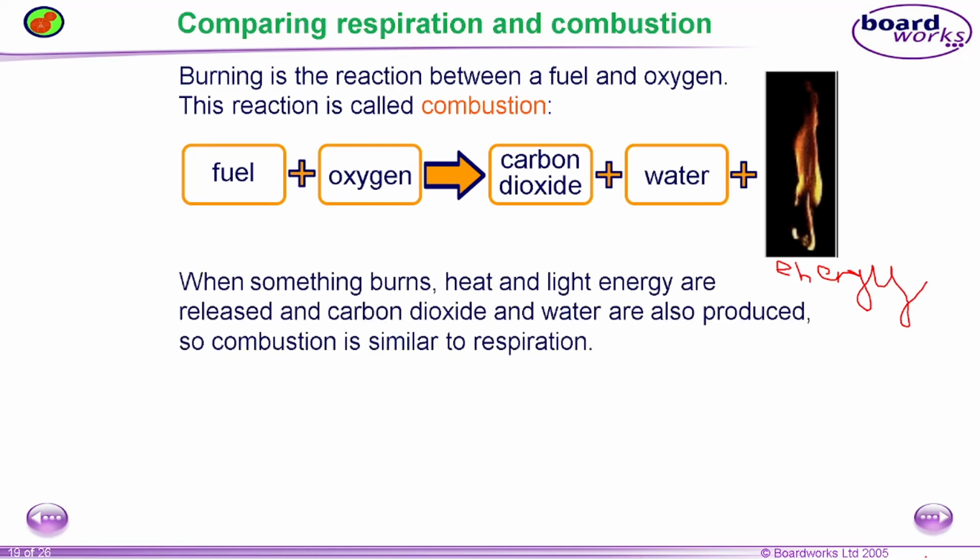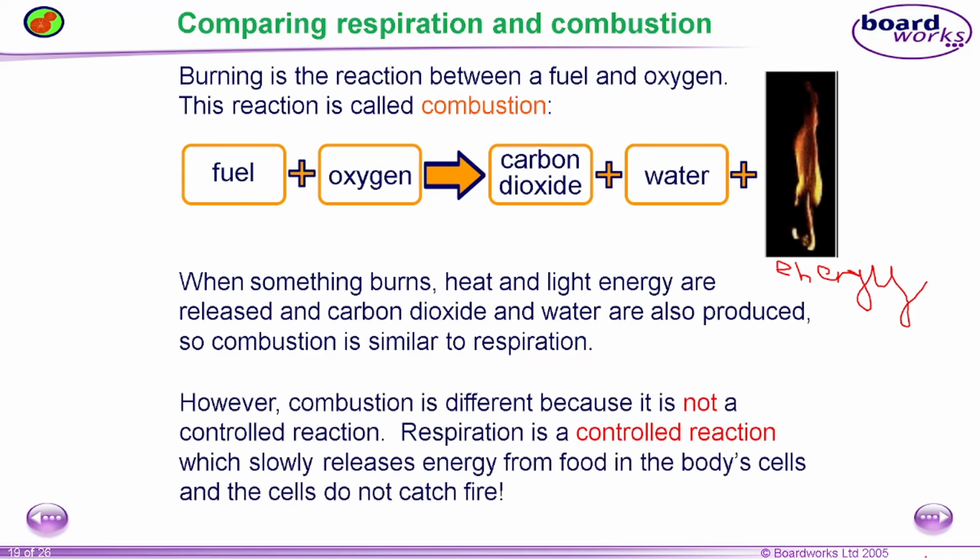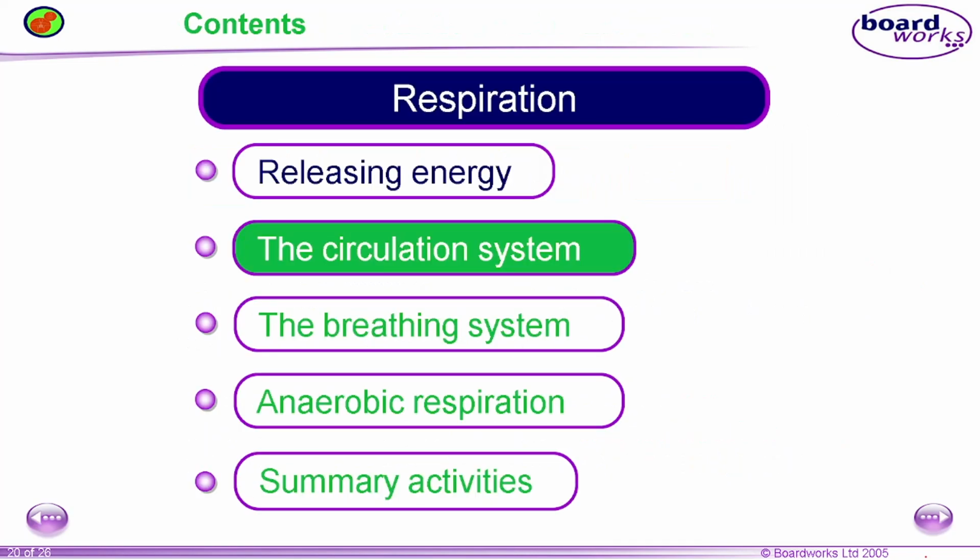So, when something burns, heat and light energy are released and carbon dioxide and water are also produced. So combustion is similar to respiration. However, combustion is different because it is not a controlled reaction. Respiration is a controlled reaction, which slowly releases energy from the food in the body's cells, and the cells do not catch fire. So we have officially covered the first part, which is releasing energy.